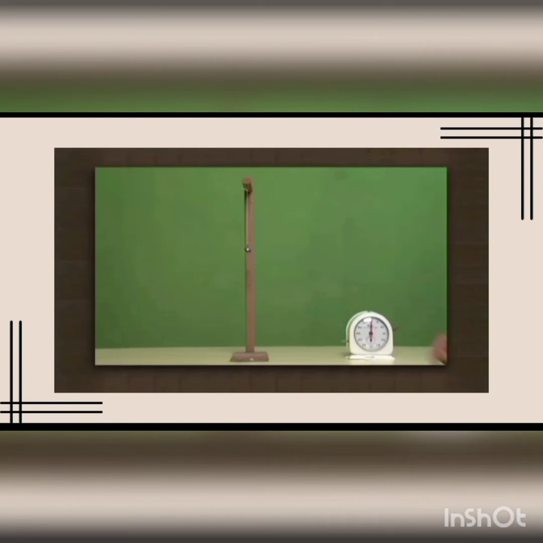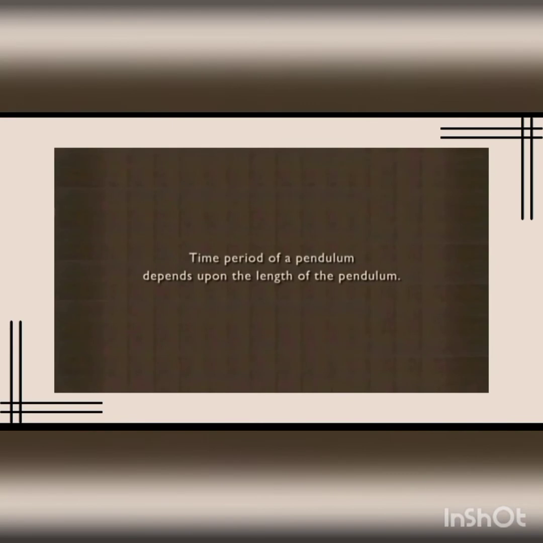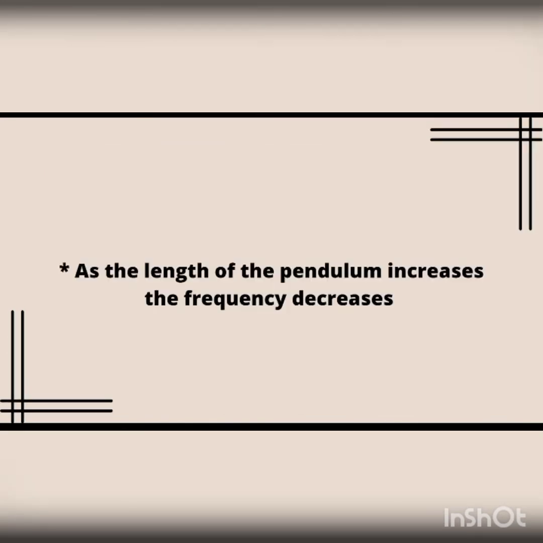Now we have shortened the length of the pendulum. We will see the effect on the time period. Let's swing the pendulum and start the stop clock. 1, 2, 3, 4, 5, 6, 7, 8, 9, and 10. Now it took 8.5 seconds to complete 10 oscillations. So the time period for the shorter pendulum is 0.85 seconds per oscillation. Hence we note that the time period of a pendulum depends on the length of the pendulum. As the length of the pendulum increases, the frequency decreases.